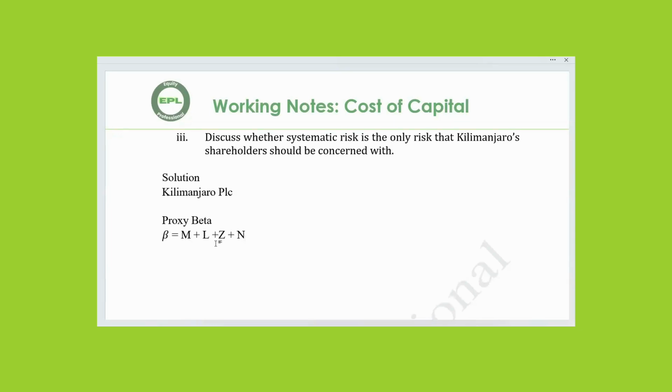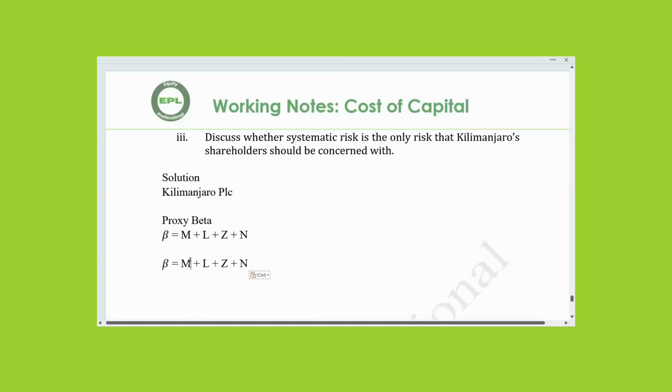All right. So you then add everything together. On the day of your exam, no need to be writing M, L, Z, N, whatever. Just go ahead, use your calculator, add up the betas together, the 4 of them. Then you just divide it by 4 because there are 4 different proxy companies. You move on from there. Don't need to be wasting time because you don't have the time to waste.